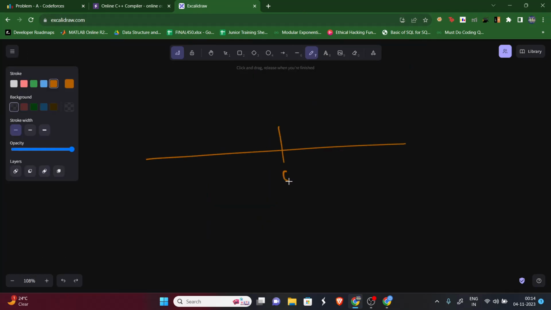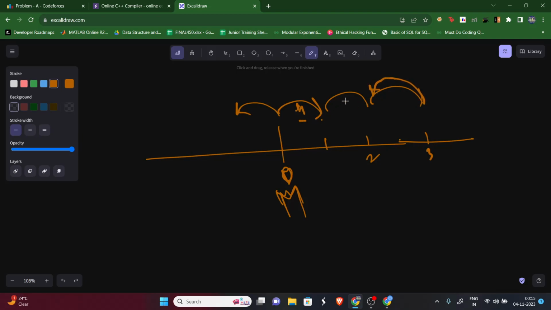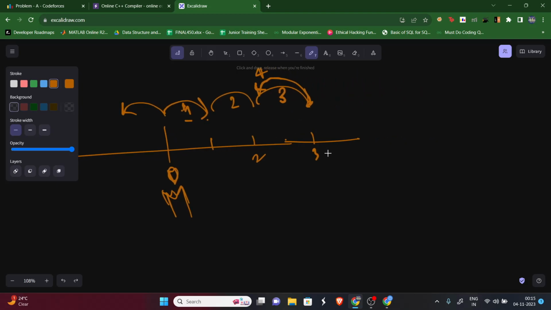So this is, let's say, a number line. This is 0, and here initially Monocarp was. Now in 1 second he can go either right or left. So let's say in 1 second he was here, in 2 seconds he will be at 2, and in 3 seconds he was at 3. If he wanted to come back, he will spend the 4th second and will come back to 2 again. That's what is mentioned in the question.